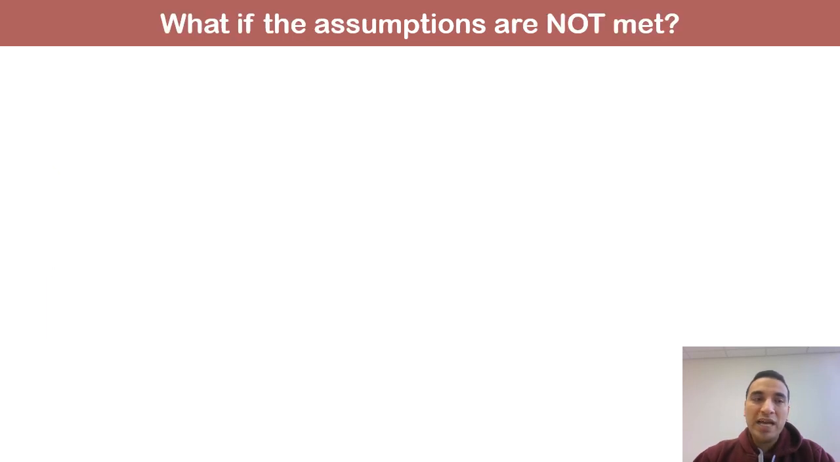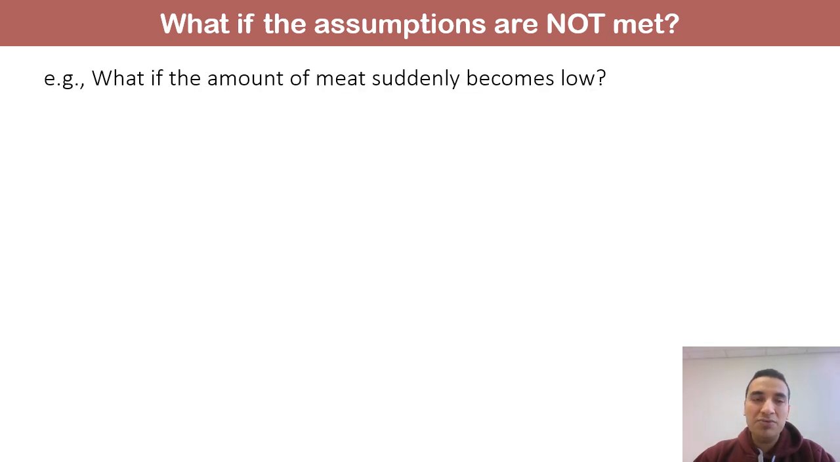And so what happens if the assumptions are not met? What if the amount of meat suddenly becomes low? We are saying that none of that happens. If the amount of meat suddenly becomes low, then the carnivores will probably die out, a lot of them, because they do not have enough food to eat.